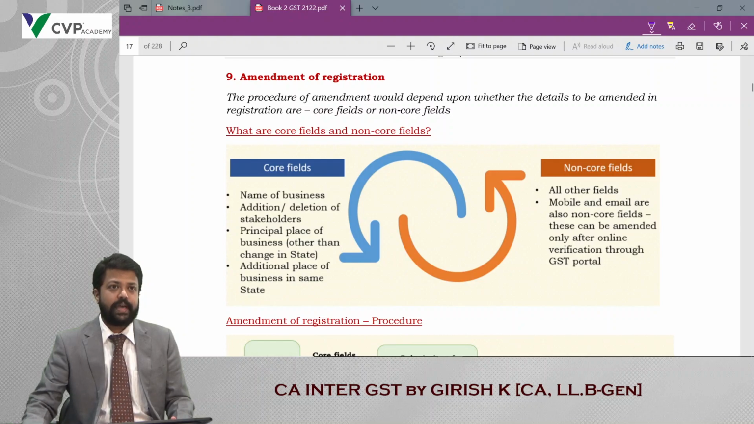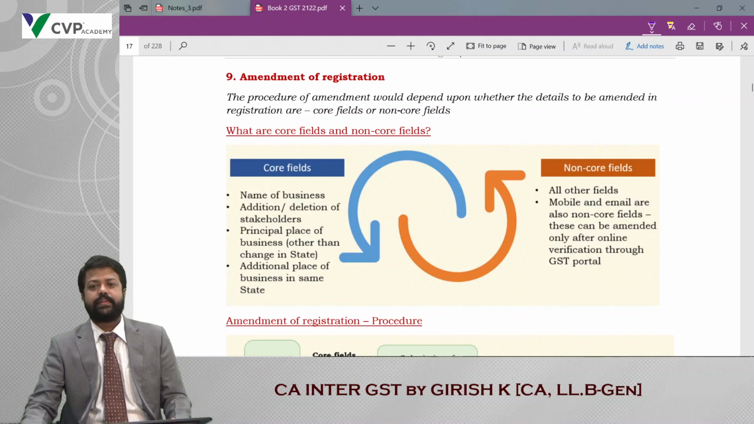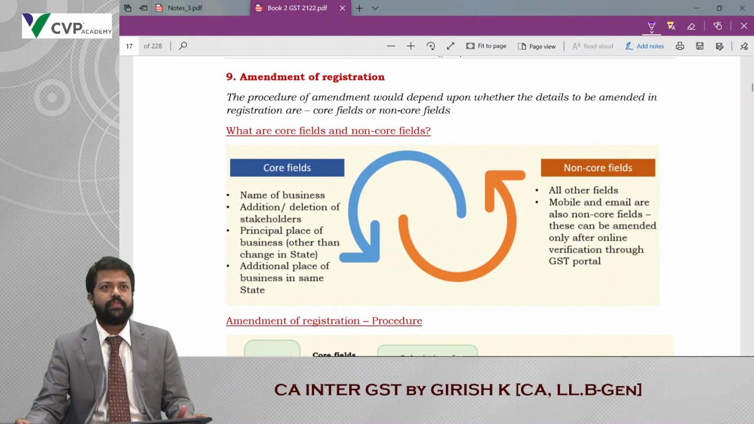We have already seen the application for registration process and how the registration is granted to any applicant based on the procedure that is being followed. So why do we need amendment to any of the registration which is already taken? Because business in itself is a very dynamic kind of an activity. So for example, I start business at location A, then I grow my business and I feel that there is a need to start my business at location B. So that becomes my additional place of business, stating that it is in the same state.